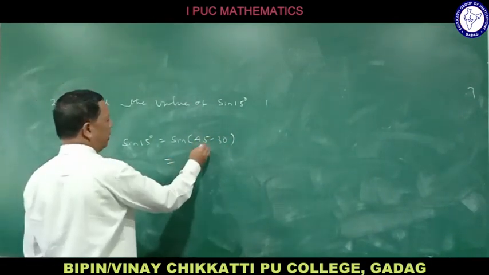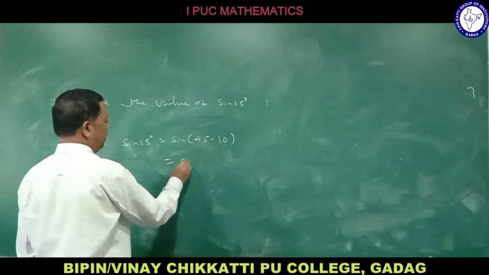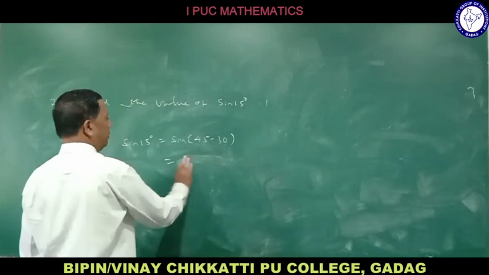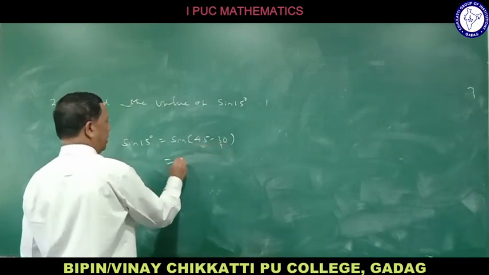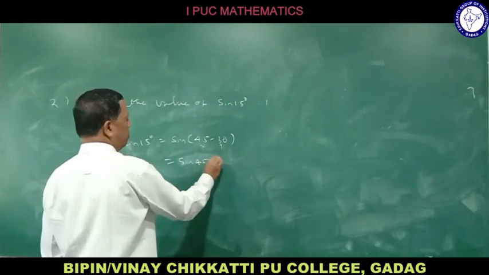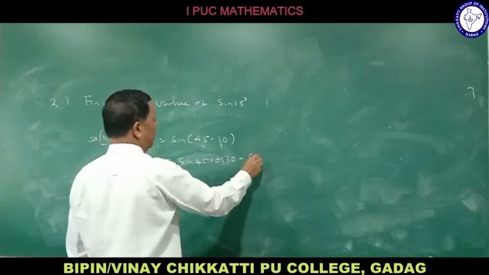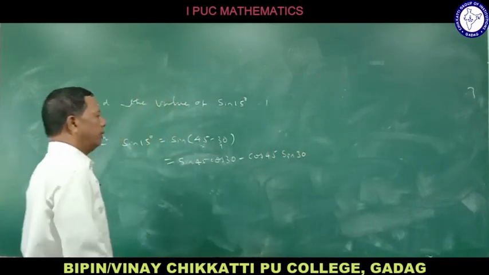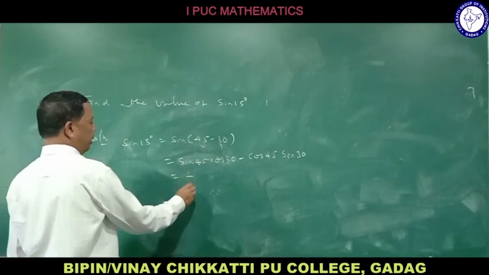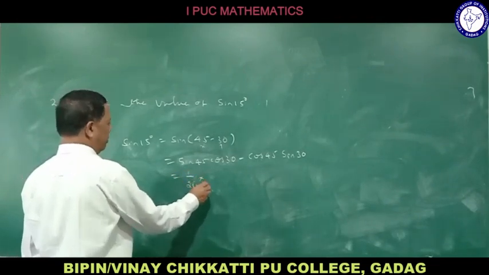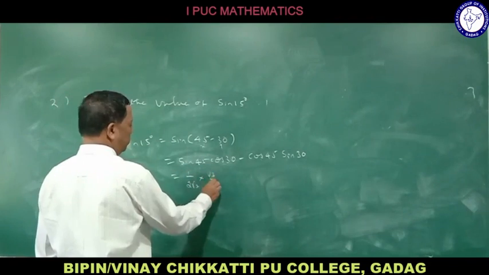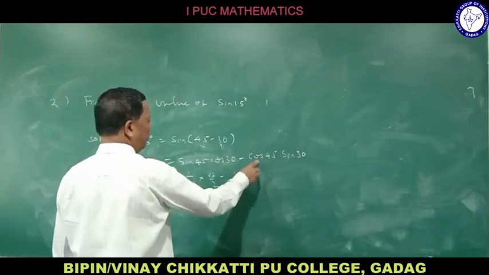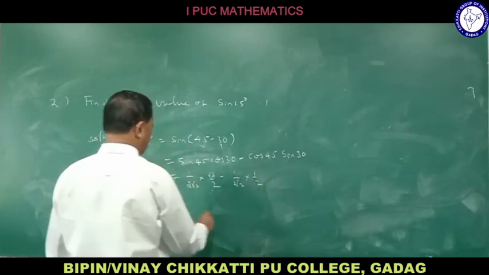Now you have to use the formula sin(x minus y), where a minus b. Sin x cos y, here this is x and y. Try to understand: sin x cos y 30 minus cos x sin y 30. So you have to substitute the values. Sin 45 is 1 upon root 2, cos 30 is root 3 by 2, and minus 1 upon root 2, cos 45, sin 30 is 1 upon 2.